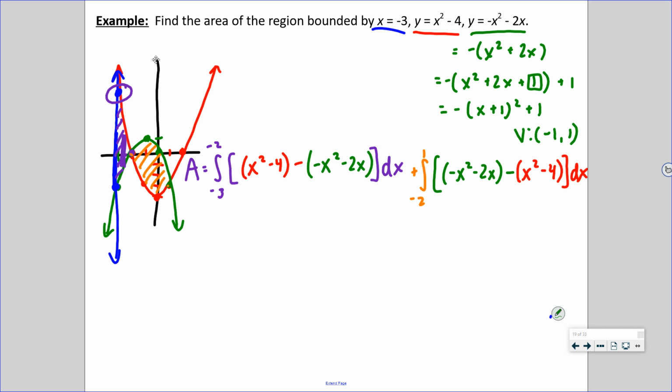Okay. Are we good with practicing antiderivatives and stuff? I kind of just want to tell you what the answer is. I feel like we've done enough of these. 38/3. Obviously, the new part for us is setting these up. It's all calculus skills that we know how to do.